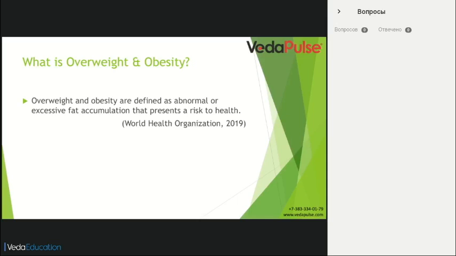So, according to the World Health Organization, overweight and obesity are defined as abnormal and excessive weight or fat accumulation that presents with the risk of health. Naturally, all of us have some amount of fat, but when it is excess and when it is a health risk, it is considered to be overweight and obesity.